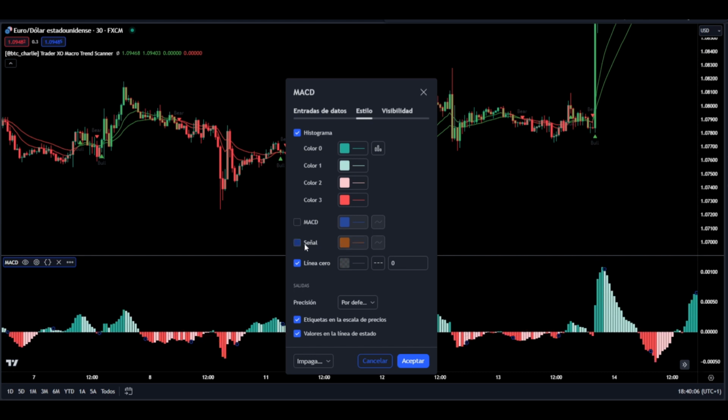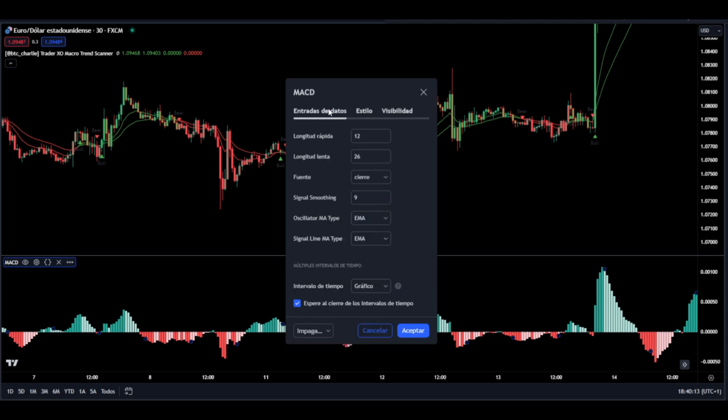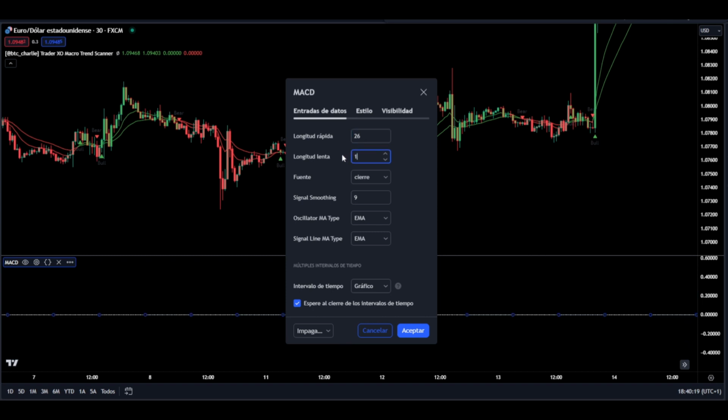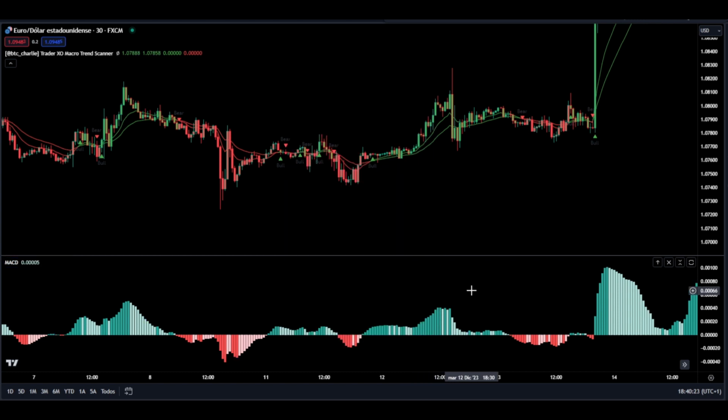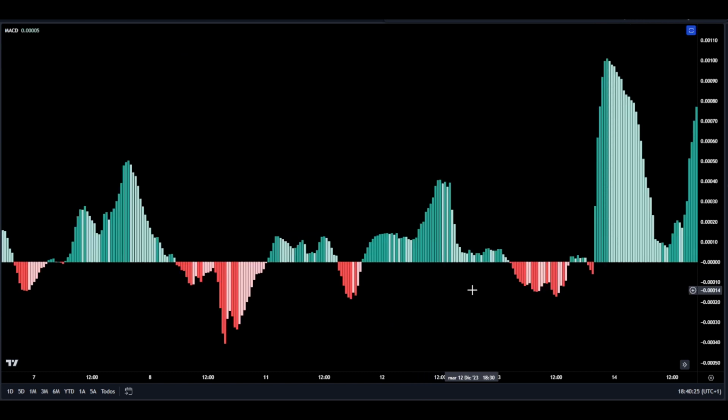First, in this style tab, we disabled the MACD and the signal options because we do not need both of these in this strategy. Next, we move to the input section, and from there, we change the fast length option to 26 and the slow length to 100. So let's learn how to use this MACD indicator.